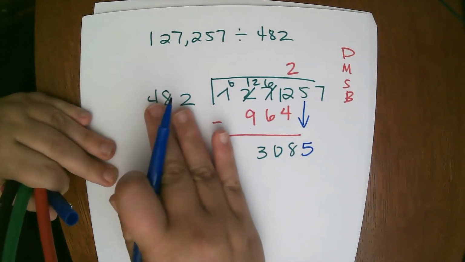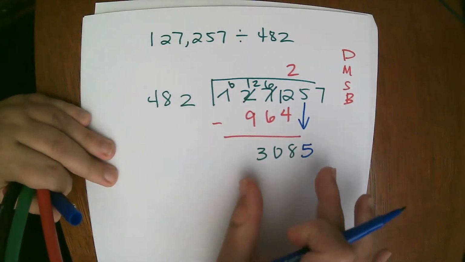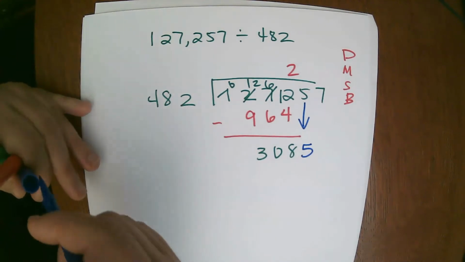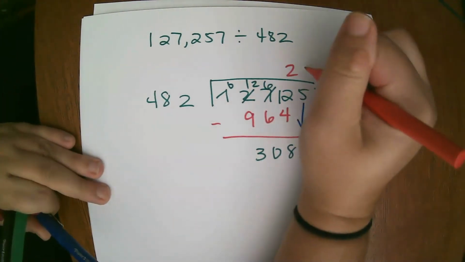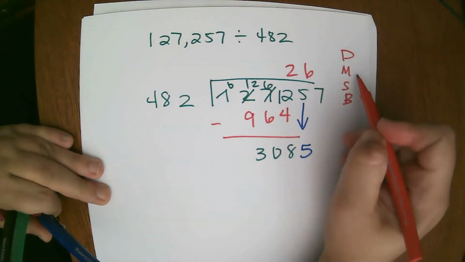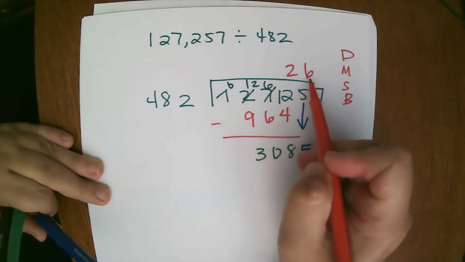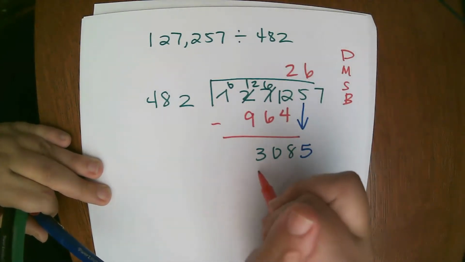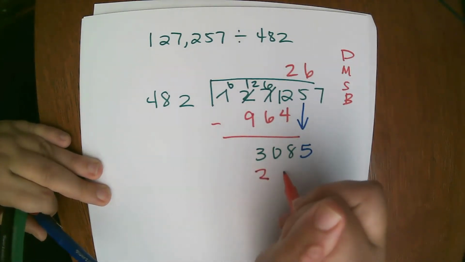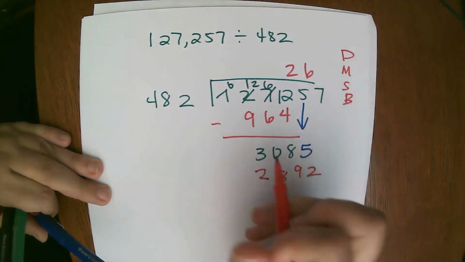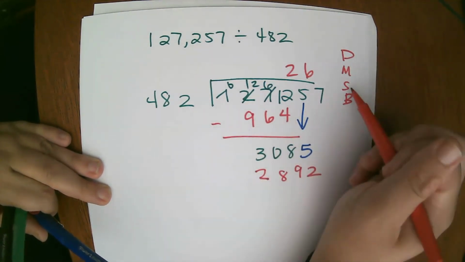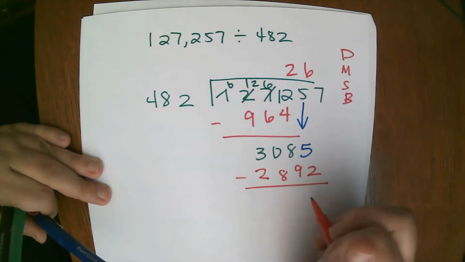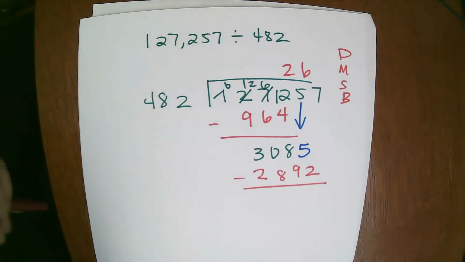Next, we bring down. The number I bring down, I like to put in a different color. So we start all over again. How many groups of 482 can we make in 3,085? Well, we can make 6 groups. Okay, so we just divided. Now we multiply. 482 times 6 is 2,892. Then we subtract.